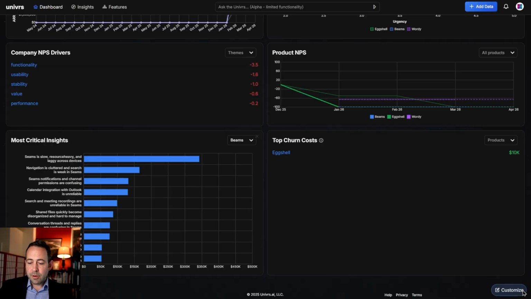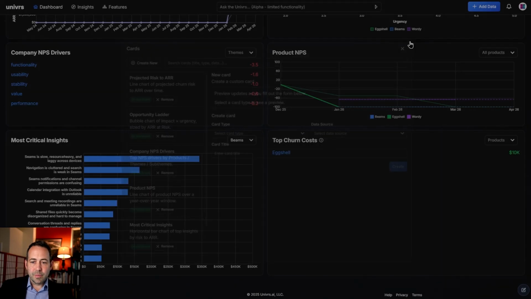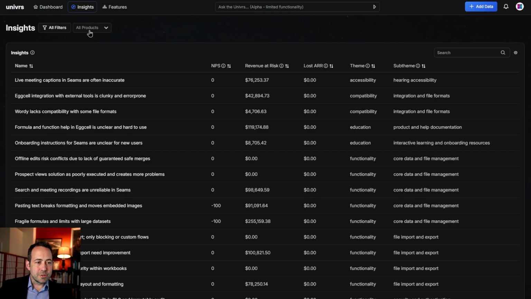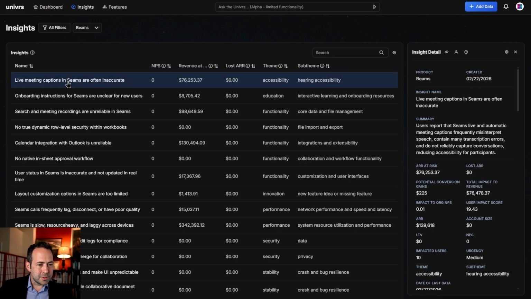So you can also customize these. You can create new charts, all sorts of different chart types, data sources, very flexible. We'll go into that in a different video. But I wanted to jump over to the insight side and show you just quickly. Let's go to, again, Beams here. And looks like I had seams and then beams.